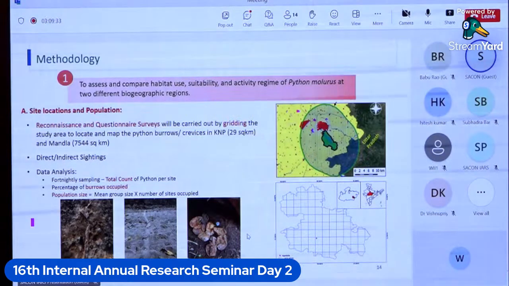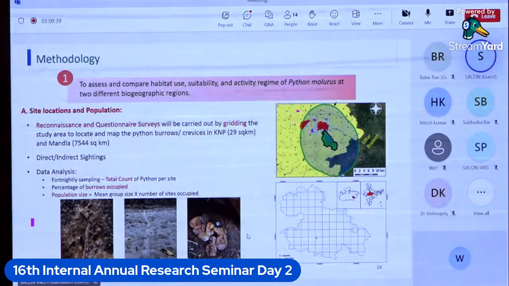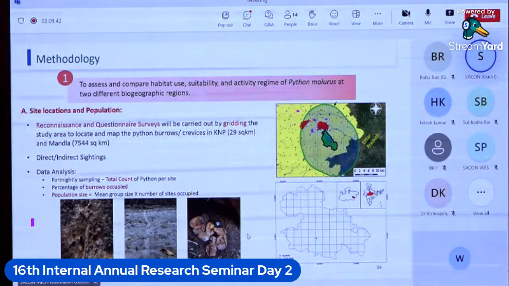We will be conducting reconnaissance and questionnaire surveys to understand the exact locations of these particular pythons. And we will be using all the direct and indirect methods, like even the presence of marks, eggshells as well as slough scale.